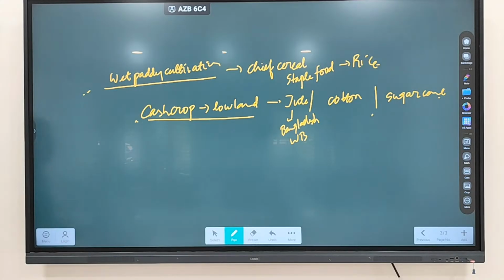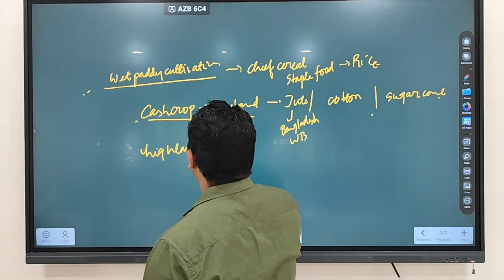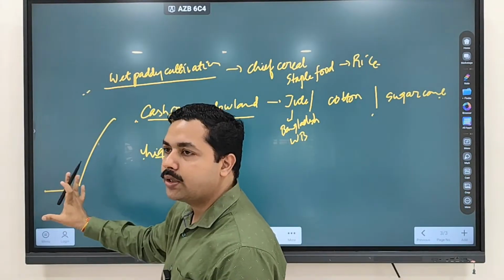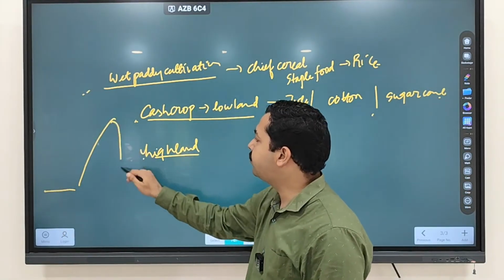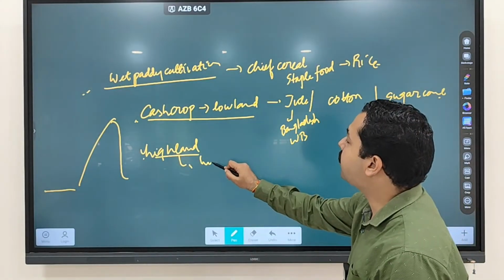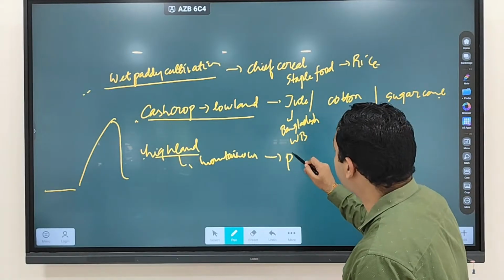Next, what do you find in the highland region? Lowland means not a mountainous region. That is the lowland region. Highland region means the mountainous region that you are finding. So in the highland, mountainous region, you're going to find plantation activities being taken up.